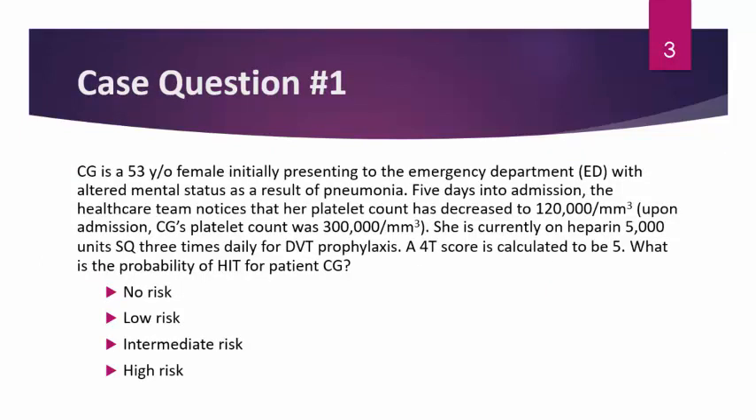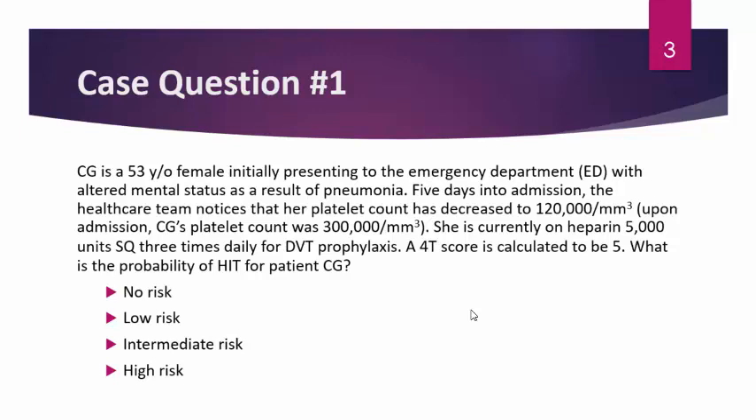So we'll start off with the case. CG is a 53-year-old female presenting initially to the ED with altered mental status as a result of pneumonia. 5 days into her admission, the healthcare team notices that her platelet count has decreased to 120,000 per cubic millimeter. To note, upon admission, CG's platelet count was around 300,000. She's currently on heparin 5,000 units sub-Q 3 times daily for DVT prophylaxis while in the hospital. A 4T score is calculated to be 5.